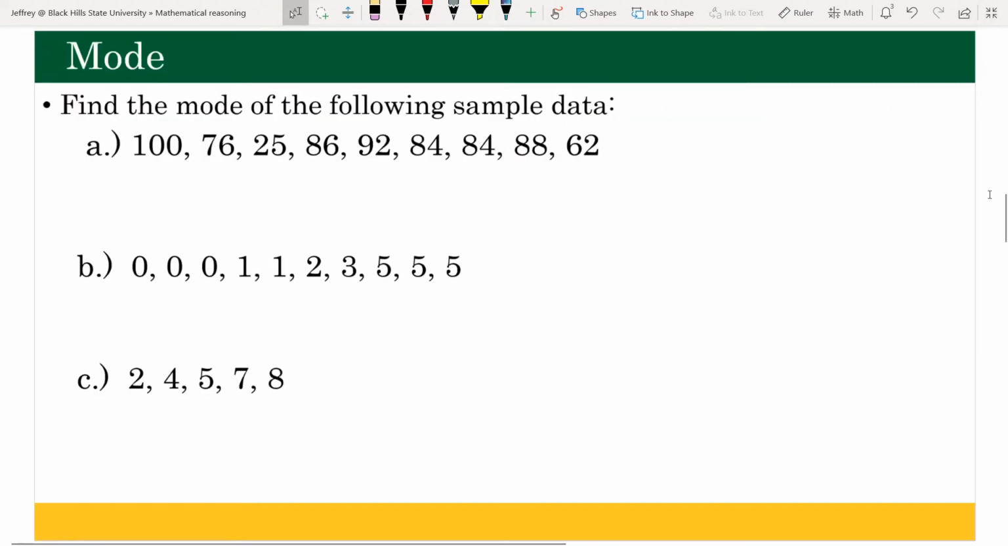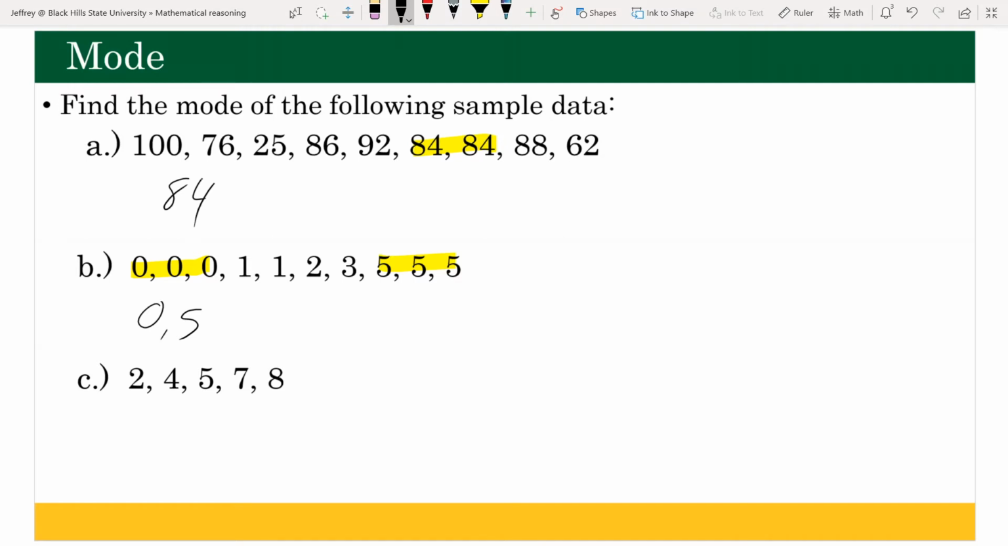Now let's look at finding the mode for the following sample data. In the first case, we only have these 2 numbers that show up more than once. So the mode in that case is 84. In the next case, we have 0 and 5 that show up more than once, and they're the ones that show up the most number of times. 1 does show up twice, but not enough. So the mode is 0 and also 5.